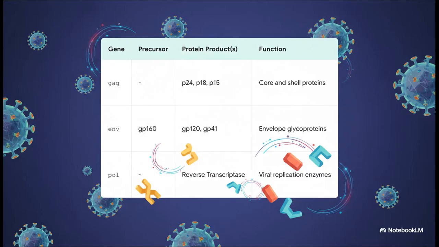The viral genome has three major structural genes that are absolutely critical to know. First, the GAG gene, which codes for the core proteins, including that diagnostically vital P24 antigen. Next is the ENV gene. It codes for a precursor, GP160, which gets snipped into the envelope glycoproteins GP120 and GP41. These are essential for getting into a host cell. And finally, you have the POL gene, which codes for those crucial viral enzymes, reverse transcriptase, integrase, and protease. All three are major targets for our antiretroviral drugs.